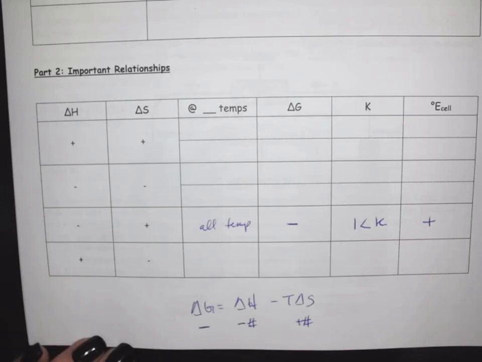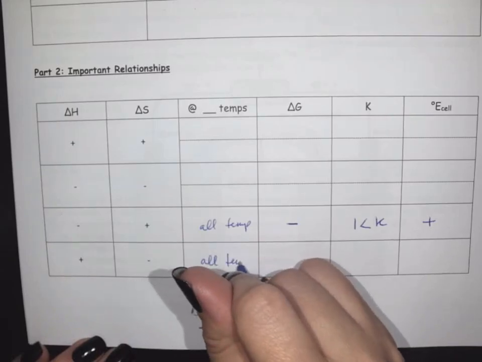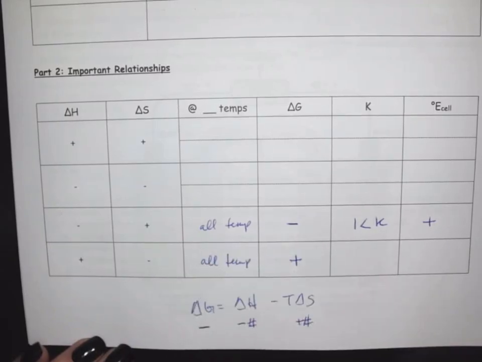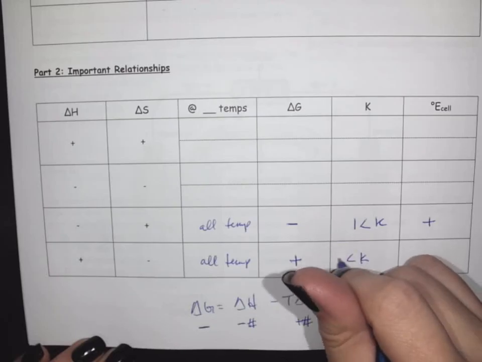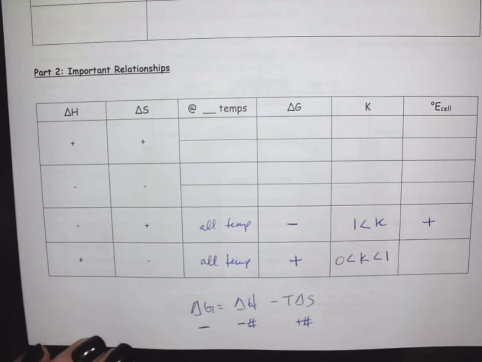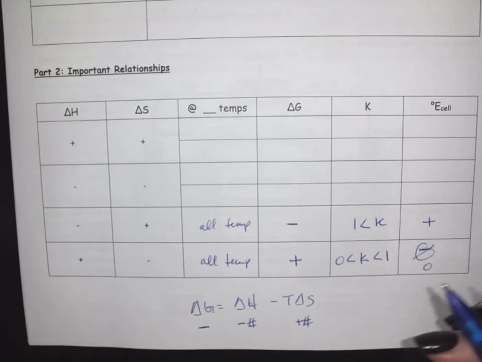Now, the exact opposite of this, though, when delta H is positive and delta S is negative, then it doesn't matter the temperature. At all temperatures, you're going to have a positive delta G, which means this reaction is not happening, and our K value is going to be larger than 0 but less than 1. And then you might calculate a negative for your voltage, but it would actually just be 0. So if you get a negative, it's not actually negative, it just would have 0 voltage.